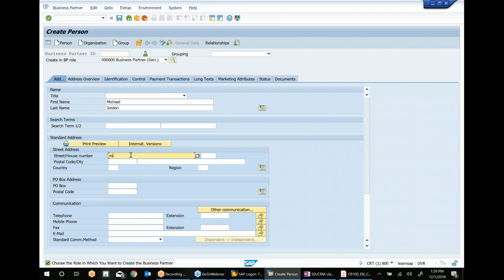What street he lives in? He lives in Route 227. 345. Contact person. City. He's in Edison. Country. Region. Okay, hit enter.